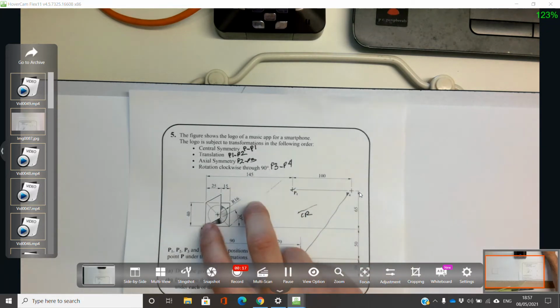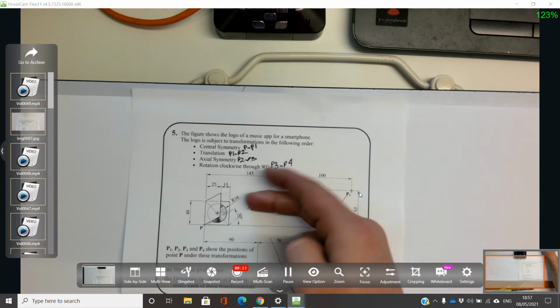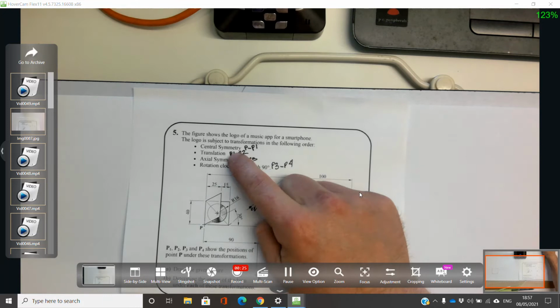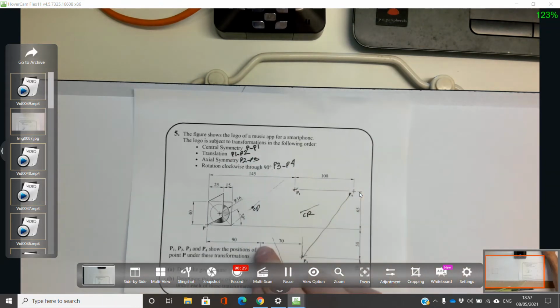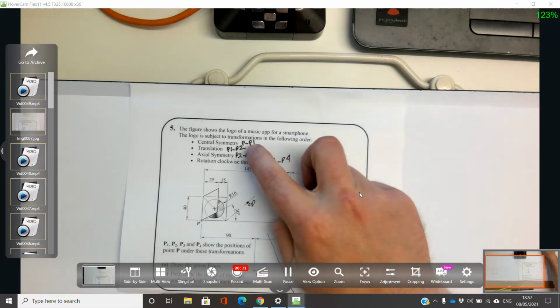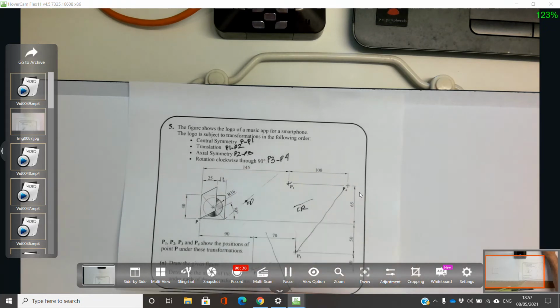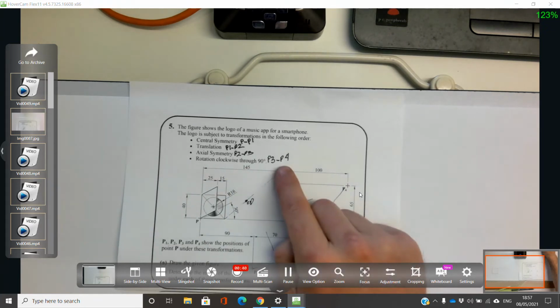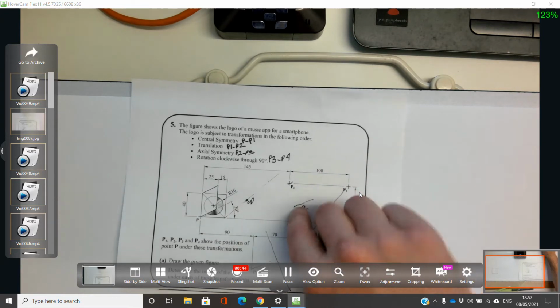So I find the center point, draw the adequate number of lines through the center point of symmetry, and flip the distance over. Translation, P1 to P2, so where I move the image down to P2. Axial symmetry from P2 to P3, where I flip the image over an axis. And P3 to P4 is a rotation clockwise through 90 degrees. So find the center point of rotation and move them around.